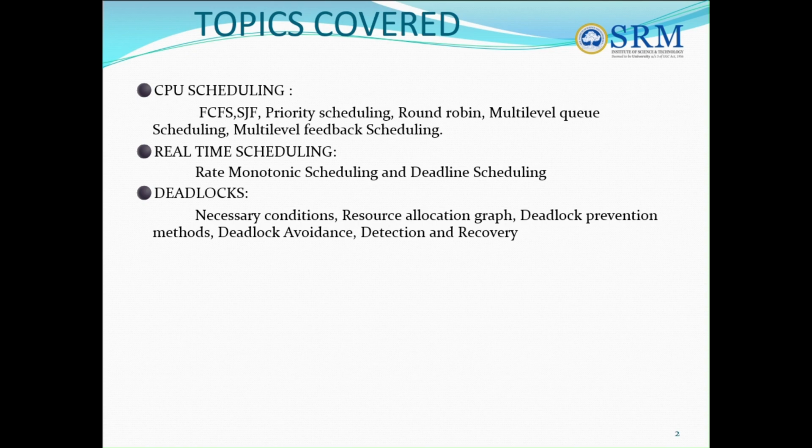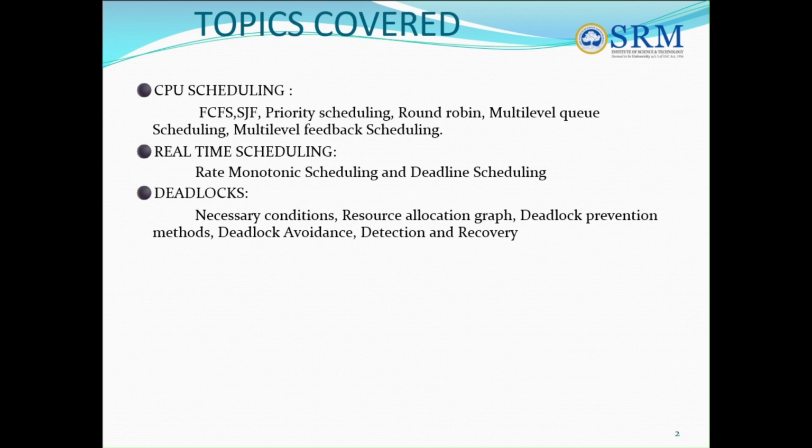These are the real-time scheduling, rate monotonic scheduling, and deadline scheduling. Deadlocks means two tasks trying to access the same processor at the same time. Two processes are trying to access the same resource, but it will take time.